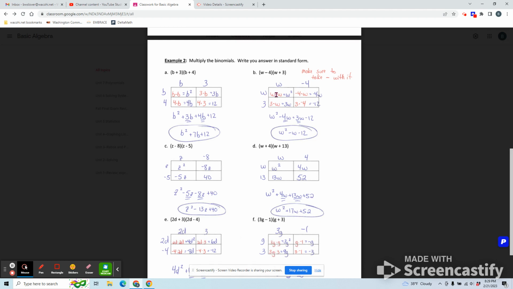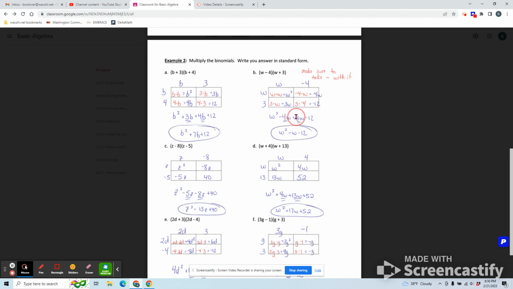So w times w is w squared. w times negative 4 is negative 4w. 3 times w is 3w, and 3 times negative 4 is negative 12. And remember, you guys can use your calculators to help guide you. So 3 times negative 4 should be negative 12. Use your calculator to help you get the correct answer.